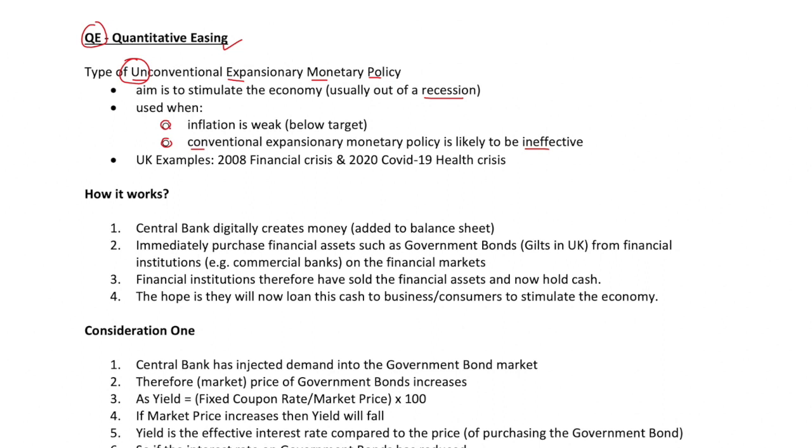Examples within the UK of when QE has been used: firstly in 2008 during the Great Financial Crisis, and of course it's been reintroduced in 2020 following the COVID-19 health crisis. So how does QE work?